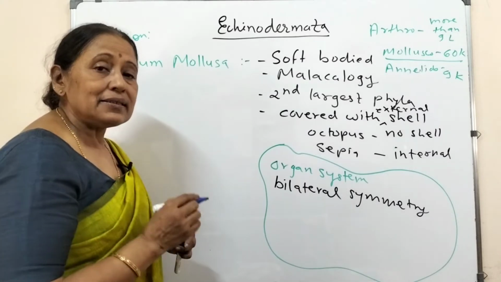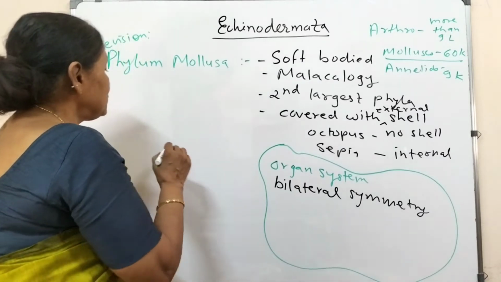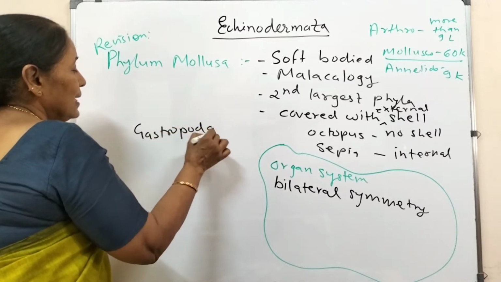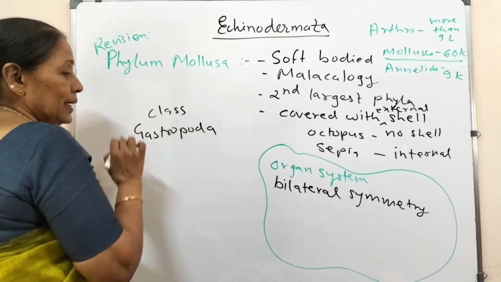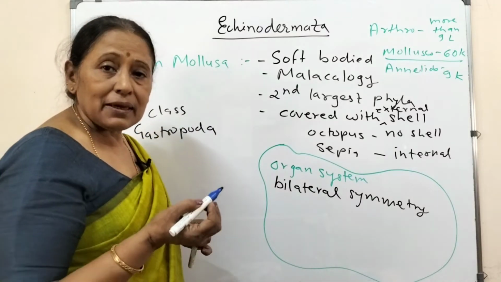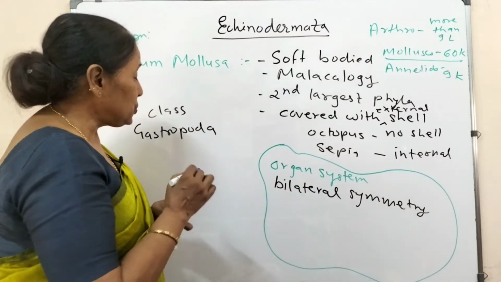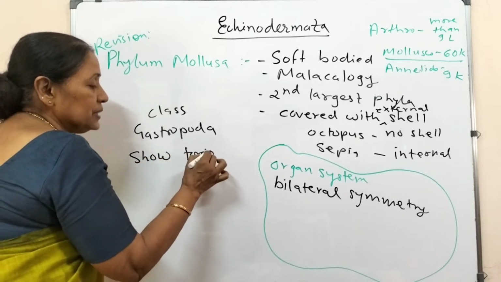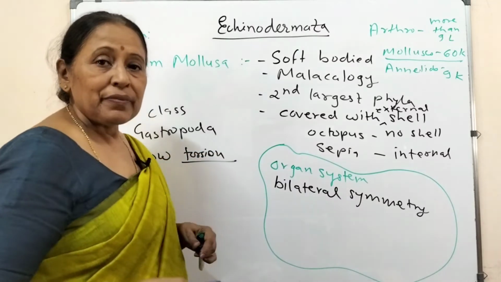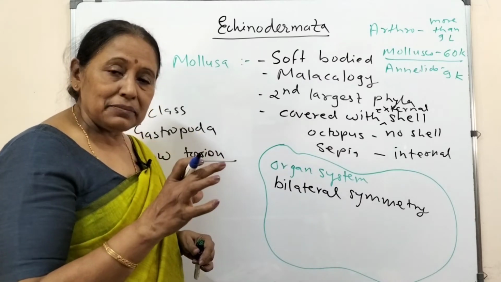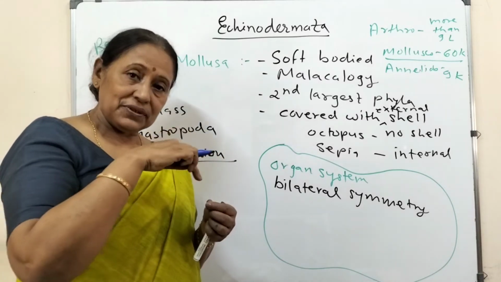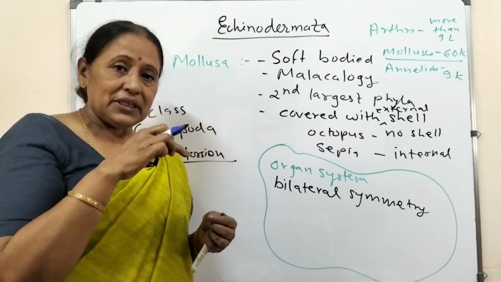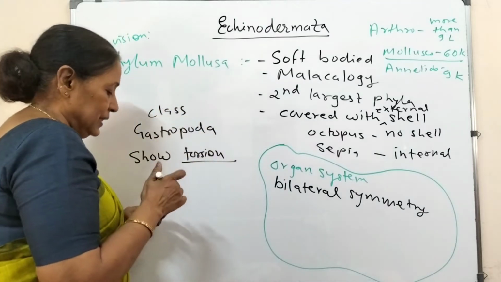But there is one class, Gastropoda. In this class Gastropoda, the symmetry becomes asymmetrical. They show torsion. What is torsion? Torsion means a twist. The larvae are bilaterally symmetrical. Then during their metamorphosis, they undergo twist. They undergo torsion, because of which their body becomes asymmetrical.